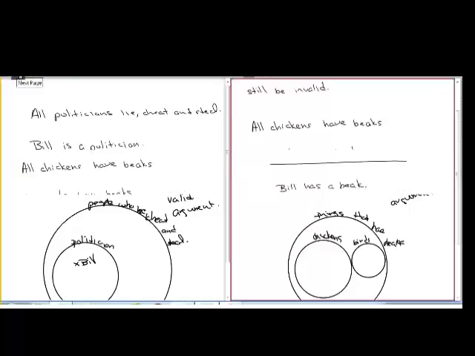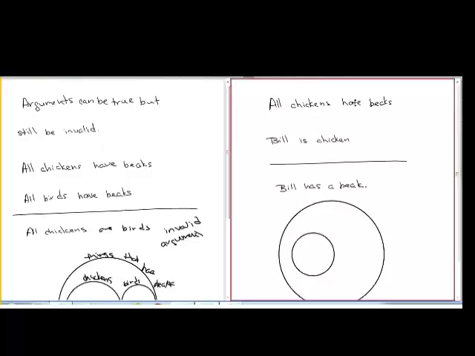So what would be a valid argument involving chickens and birds? I still have my all statement. All chickens have beaks. So the chickens are inside here, and the outside circle represents things that have beaks. Second statement, Bill is a chicken. So that would allow me to put Bill inside the chicken circle. Therefore, because Bill is a chicken and all chickens have beaks, Bill has a beak. This is a valid argument because I can use the second statement to put a little X inside the small circle, which by default puts me in the large circle, and therefore that statement is true.